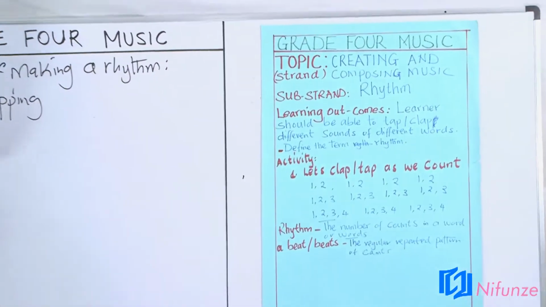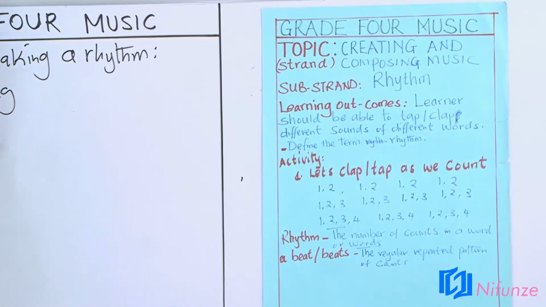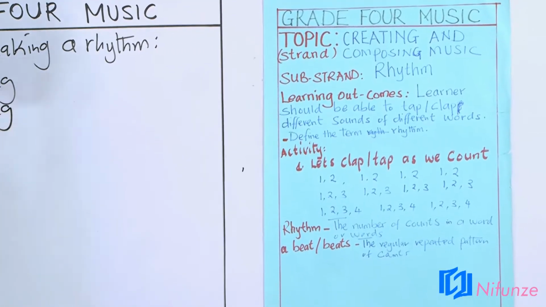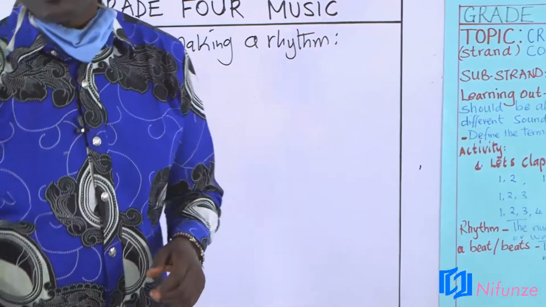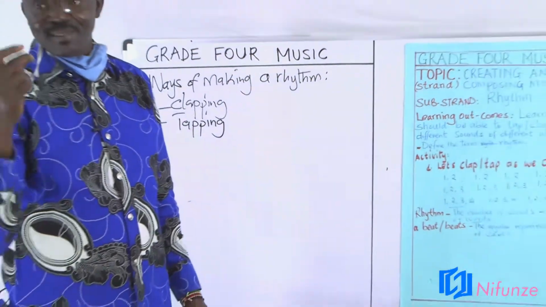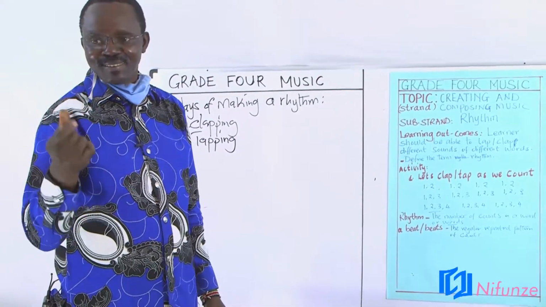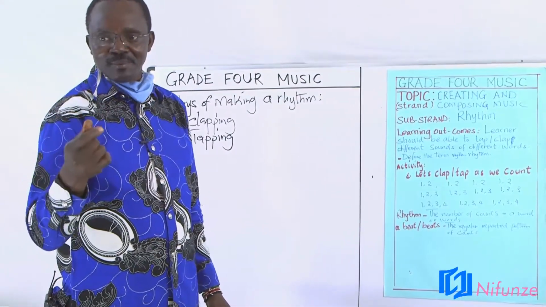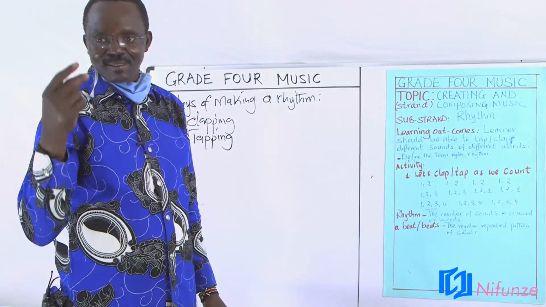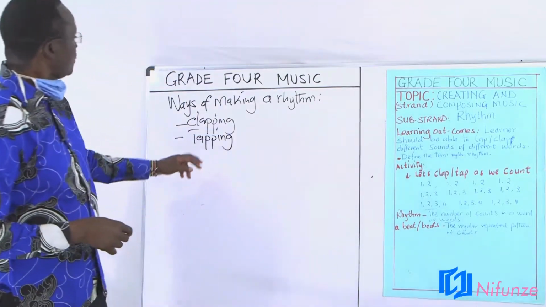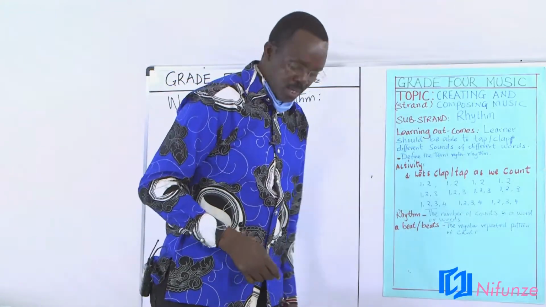The next way of making a rhythm is by tapping. You can make a rhythm by tapping. How do we tap? We tap like that. Can you all tap the way I'm tapping? Leroy, can you tap? Well done. When we tap like that, we are also creating a rhythm. I'm repeating again, a rhythm is the number of counts in a word or words.